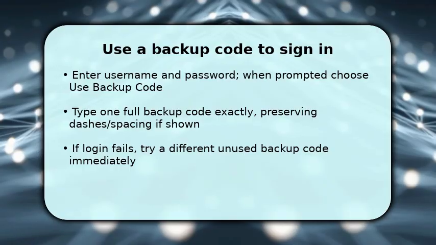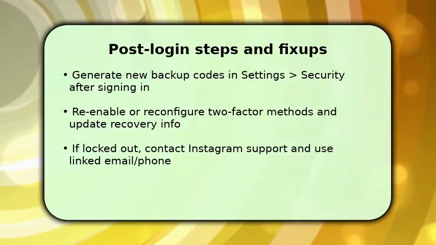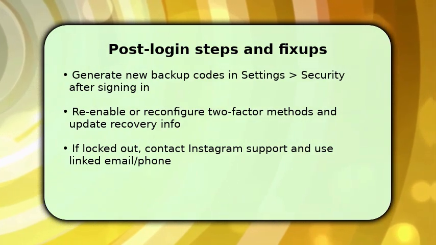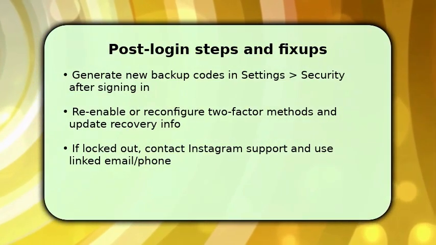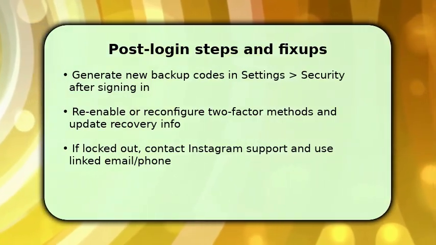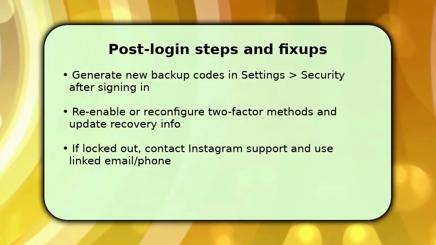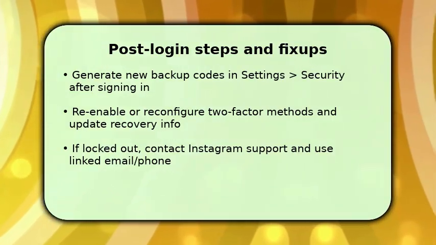After you sign in, go to Settings, Security, then Two-Factor Authentication to generate new backup codes and reconfigure methods. This prevents future lockouts. Once done, make sure your phone number and recovery email are current so SMS or reset links work. If codes don't work and you remain locked out, start an account recovery request with Instagram using your linked email or phone. Provide photos or account details if asked.